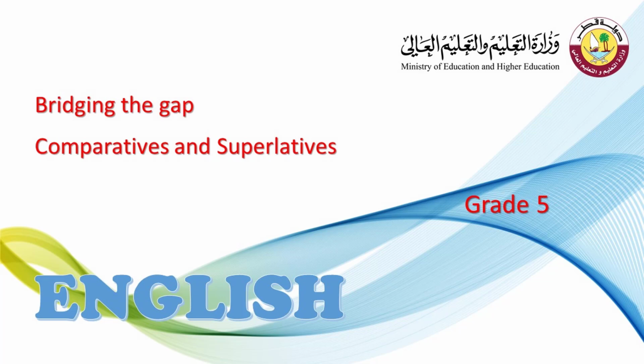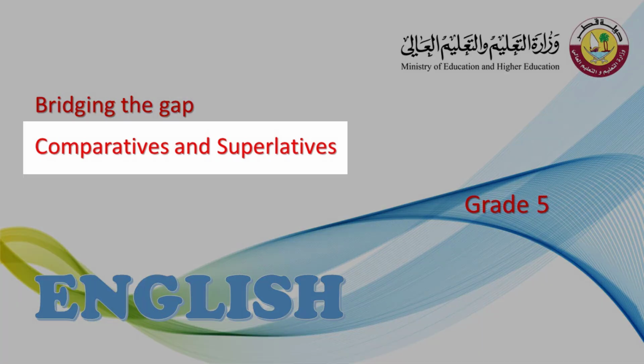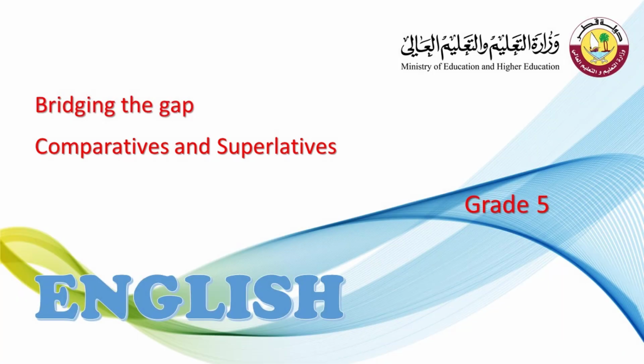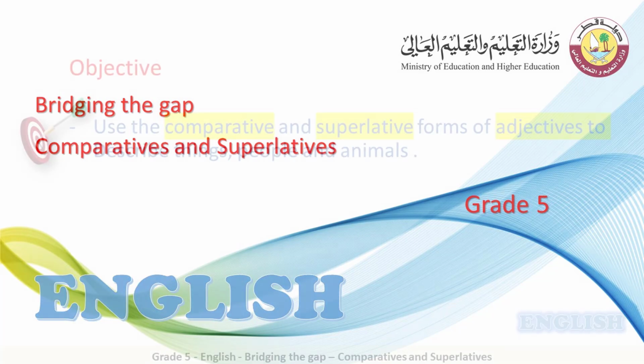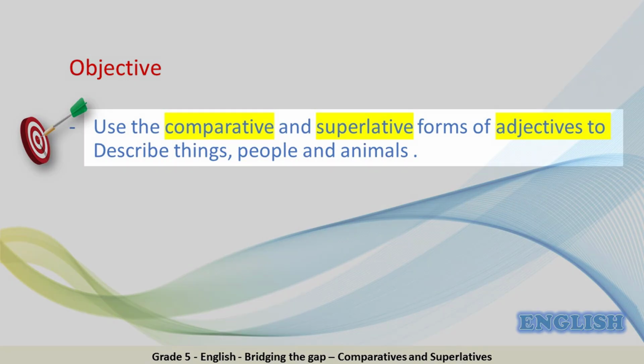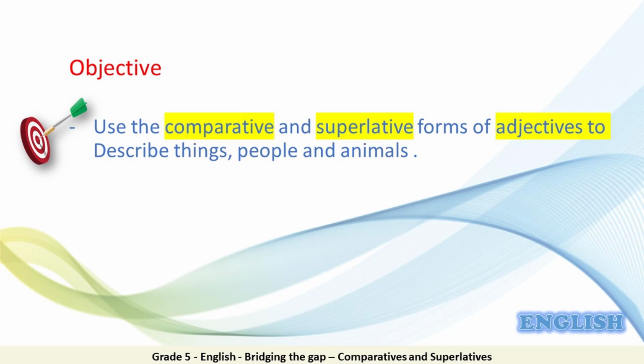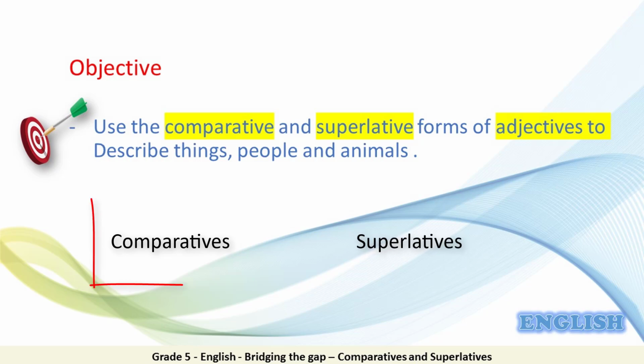Today we are going to go over a grammar lesson that you have studied last year. Comparatives and superlatives. And also you're gonna take it this year too, my friends, in grade 5. Okay? Let's read our objective. Use the comparative and superlative forms of adjectives to describe things, people, and animals. So we're going to use two forms of adjectives, comparatives and superlatives. Let's start with the comparatives.